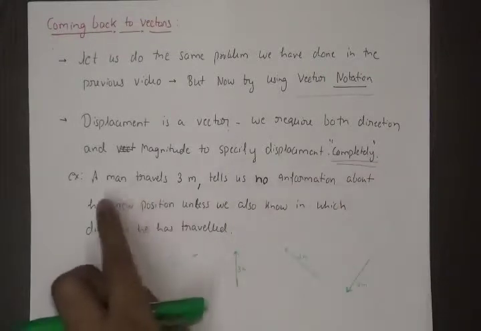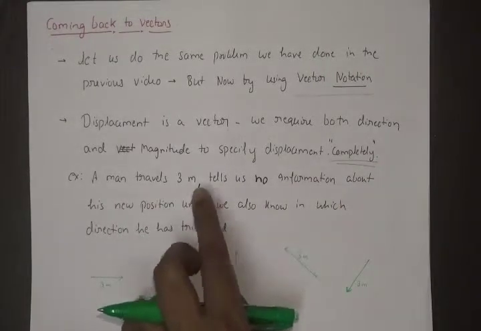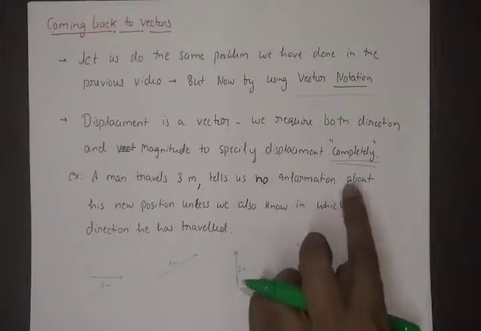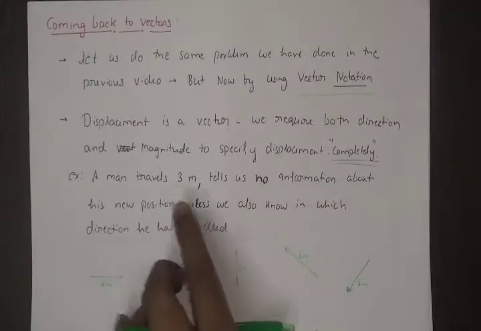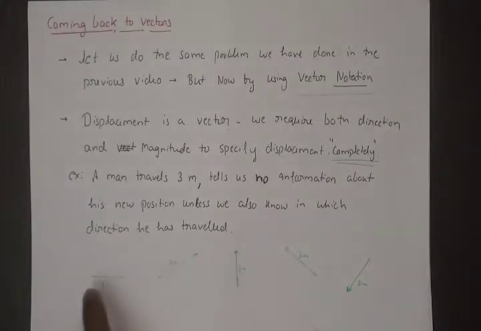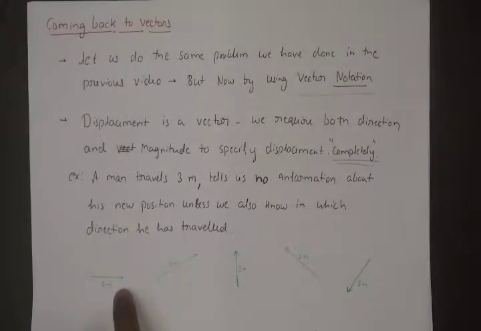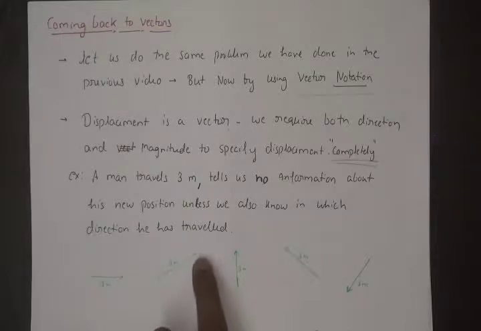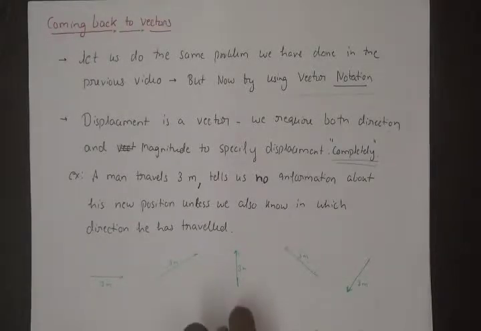For example, a man travels 3 meters tells us no information about his final position unless we also know in which direction he has traveled. 3 meters in this direction is different from 3 meters in this direction, which is different from 3 meters in this direction, and so on.